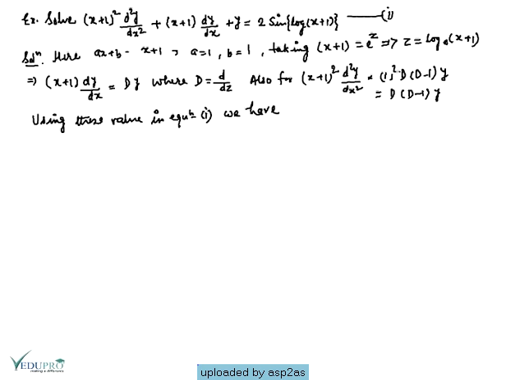So we have taken an example: solve (x plus 1) whole square d square y upon dx square plus (x plus 1) dy upon dx plus y is equal to 2 sin log (x plus 1). So for the solution, here we will compare it with (ax plus b), which is Legendre's linear differential equation, where the coefficient is (ax plus b). So if we take ax plus b equal to x plus 1 and compare both sides, the value of a is 1 and b is also 1.